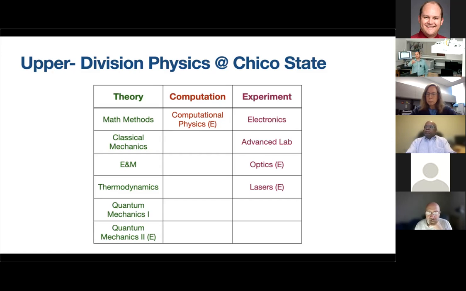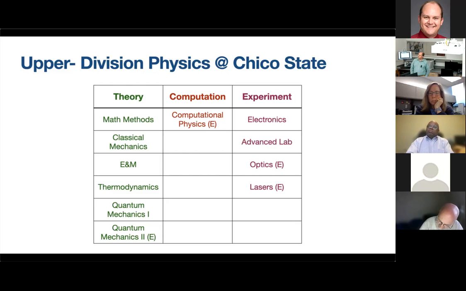And I suspect the same is probably true wherever you are, that you have upper division theory classes like math methods or thermodynamics or quantum mechanics. You have maybe one single computational class. In our case, we have a class called computational physics. And you have your lab classes, your experimental classes, right? In our case, we have electronics and advanced lab, our two semester-long lab courses, one sort of a junior level, one a senior level.